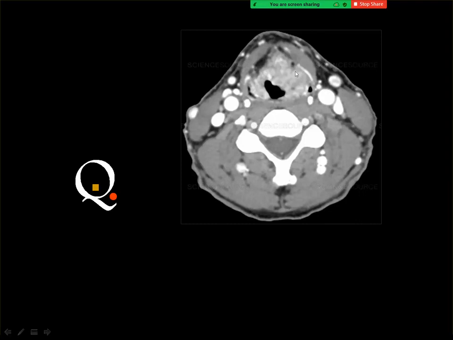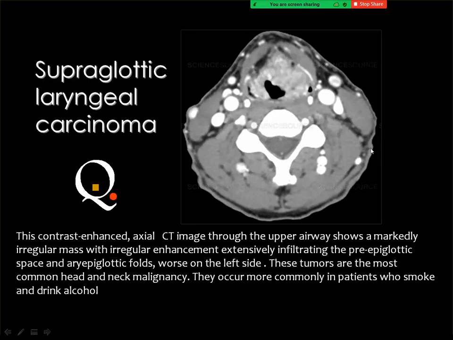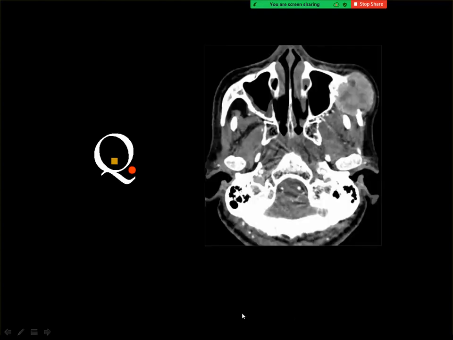Laryngeal cancer, because this is a supraglottic laryngeal cancer before the level of the vocal cords, and you see a big mass affecting the area of the epiglottis, the pre-epiglottic fat, as well as both epiglottic folds, mainly on the left side. It is very important to look for the presence of any metastatic nodes in the nearby area, but there are no metastatic nodes, and this is a supraglottic laryngeal carcinoma.